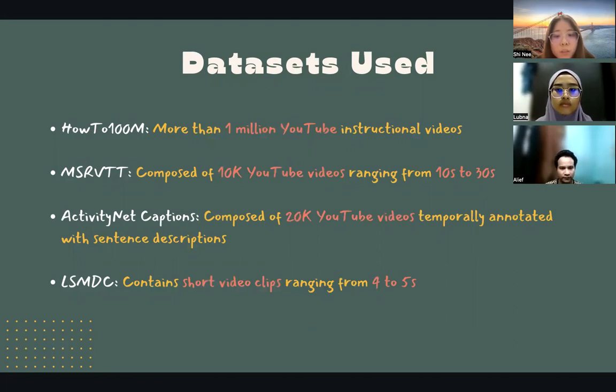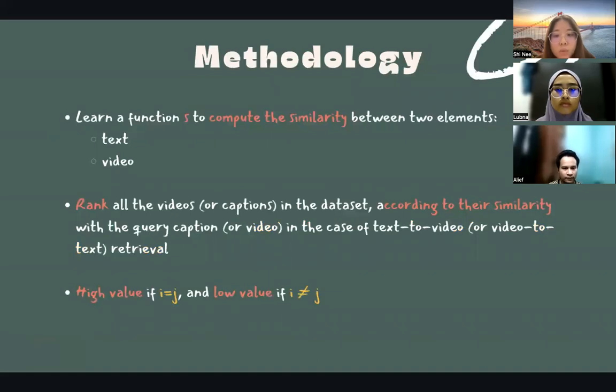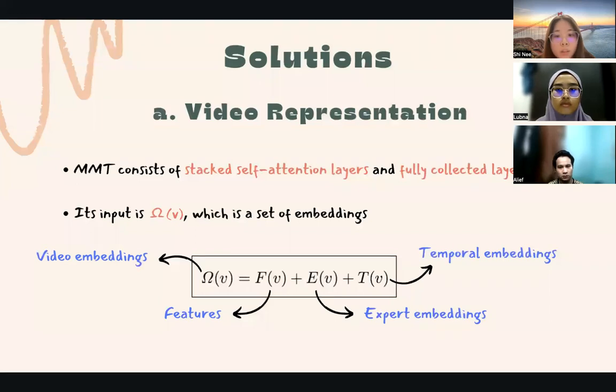The main idea of the methodology is that we will compute similarity between two elements, which are text and video. Then ranking is done according to the similarity, high value if i equals j, and low value if i is not equal to j. The solution stage is divided into 4 parts.